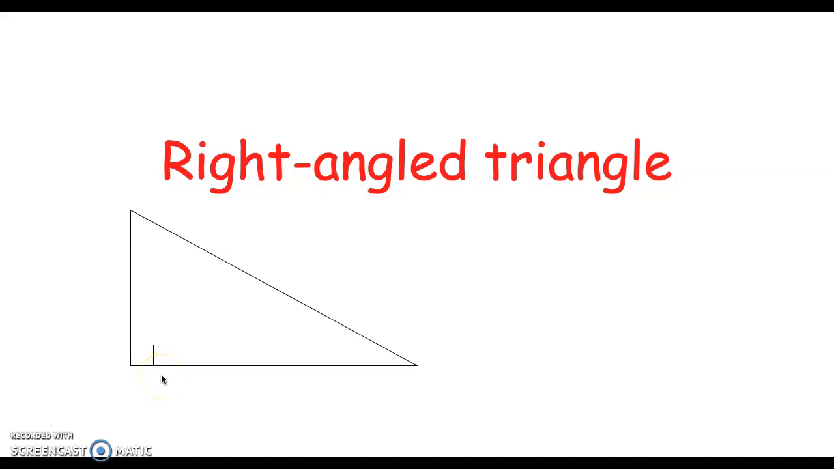So you knew that right angle triangle or any triangle, scalene triangle, isosceles triangle, any triangle, when you add all the angles inside the triangle, it will be equal to 180, right?